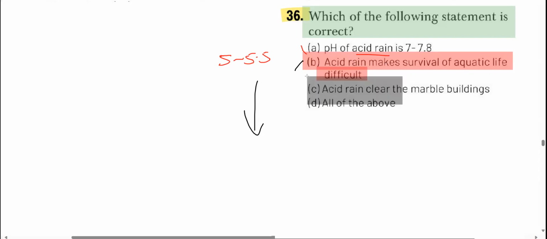Then they say that acid rain cleans the marble buildings. That means acid actually reacts with the marble building, as marble is calcium carbonate. But it does not clean it. It actually reacts, and that leads to yellowing of marble, as you must have heard about the Taj Mahal. It is getting yellowed because it's made up of marble. So it's not cleaning. Yellowing of marble could be the correct one. So the correct answer should be B, as we are looking for a correct statement. The only correct statement is B in this case.